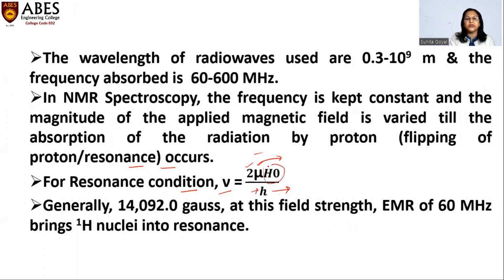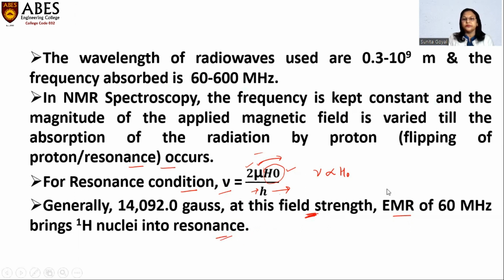Now, what is H0? This is the field strength. Therefore, nu, the radio frequency, becomes proportional to the field strength. And generally, 14,092 Gauss of field strength is given to a proton when it is not in the vicinity of any external or chemical environment. Electromagnetic radiation of 60 megahertz is required to resonate this proton.